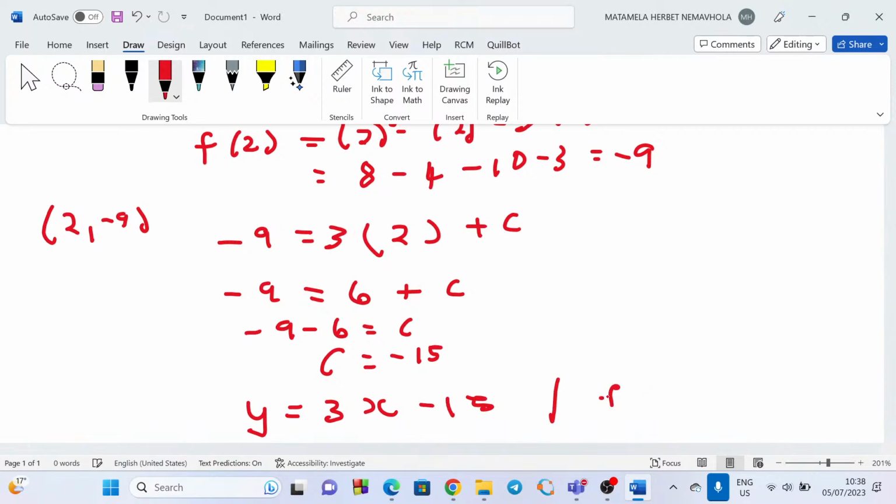Another student can write it as f of x. It's still the same thing: f of x equals 3x minus 15. So do you see how we are doing them?